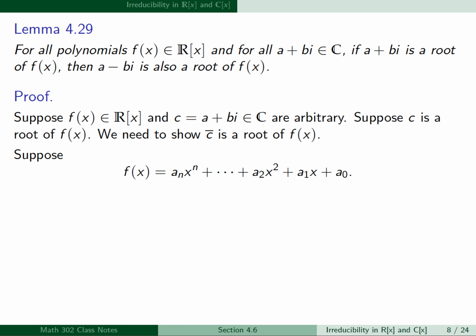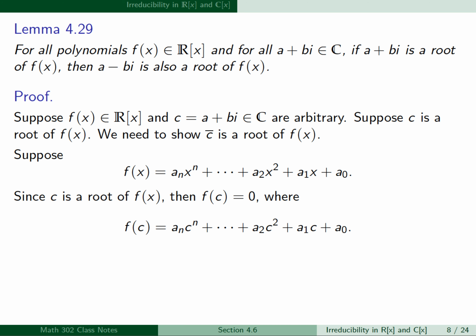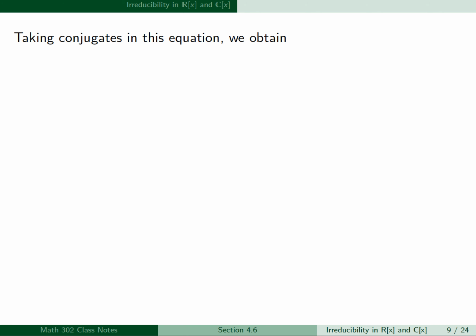So let's write out a formula for f(x). f(x) is a_n x^n + ... + a_2 x^2 + a_1 x + a_0. Since c is a root of f(x), then f(c) is 0, where f(c) is obtained by substituting in for c. So f(c) is a_n c^n + ... + a_2 c^2 + a_1 c + a_0. Taking conjugates in this equation, we obtain f(c) bar is the entire expression with a bar over it.